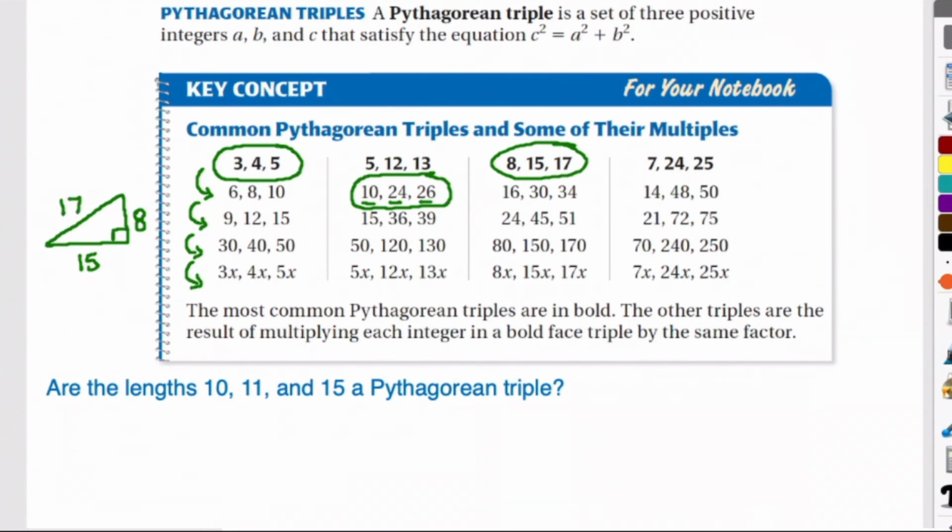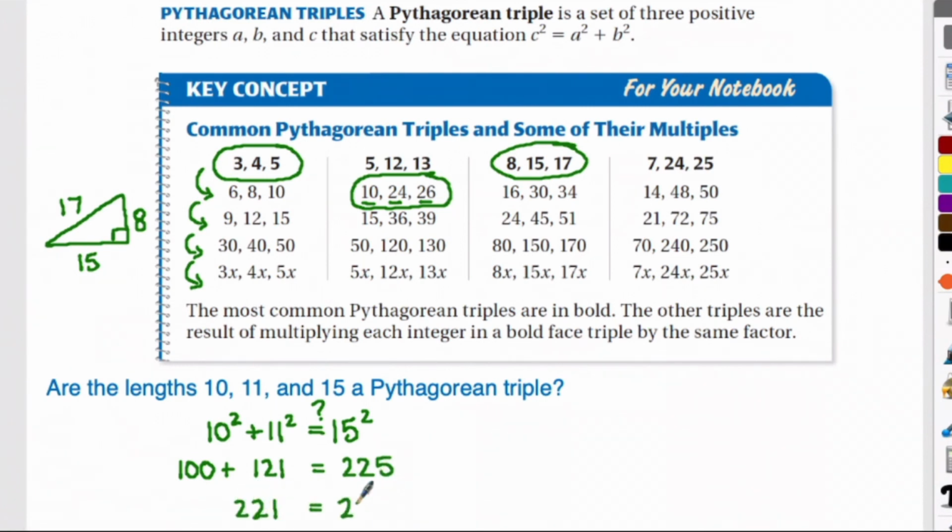And so if I asked you, are 10, 11, and 15 a Pythagorean triple? Well, first of all, they are whole numbers, so they're candidates. What we'd have to check is, does 10 squared plus 11 squared equal 15 squared? Not quite. So 10, 11, and 15 would not make a right triangle, and therefore they are not considered a Pythagorean triple.